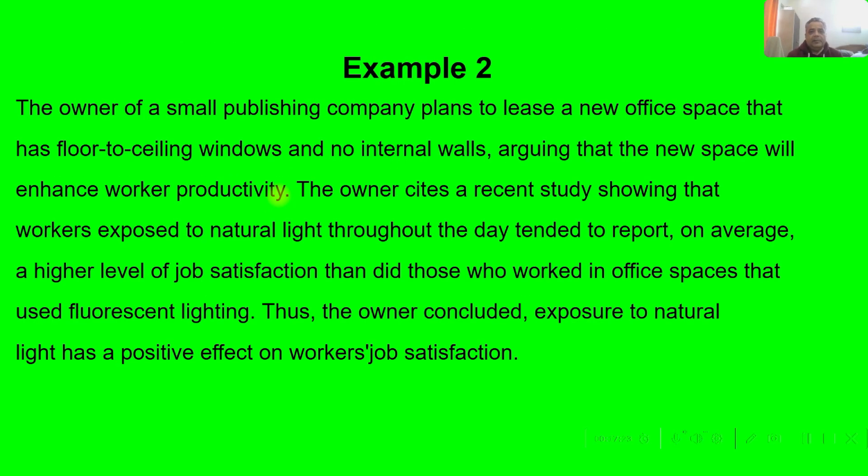The owner of a small publishing company plans to lease a new office space that has floor-to-ceiling windows and no internal walls, arguing that the new space will enhance worker productivity. The owner cites a recent study showing that workers exposed to natural light throughout the day tended to report on average a higher level of job satisfaction than did those who worked in office spaces that used fluorescent lighting. Thus, the owner concluded exposure to natural light has a positive effect on workers' satisfaction.